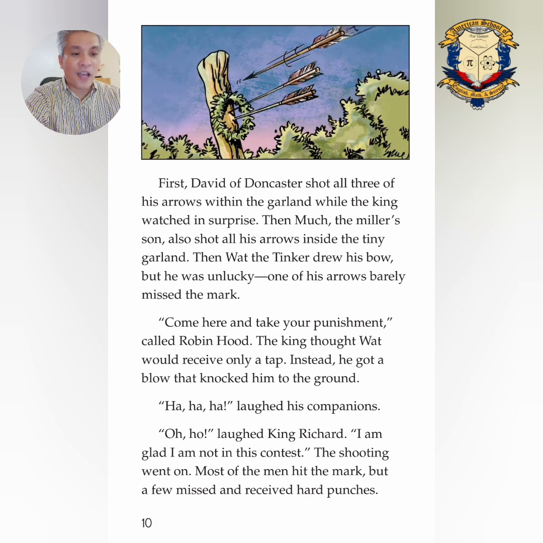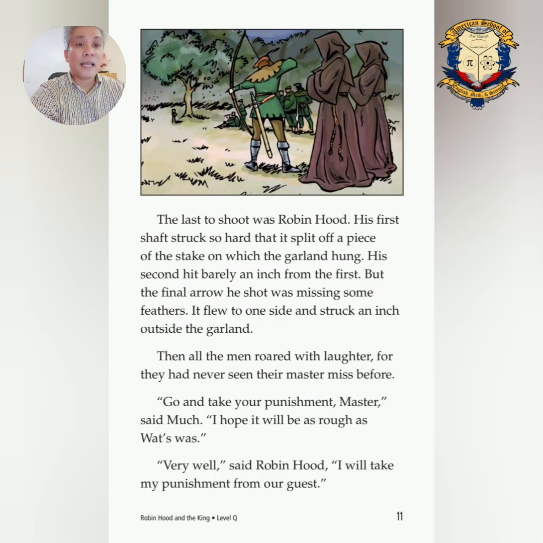The shooting went on. Most of the men hit the mark, but a few missed and received hard punches. The last to shoot was Robin Hood. His first shaft struck so hard that it split off a piece of the stake on which the garland hung. His second hit barely an inch from the first, but the final arrow he shot was missing some feathers. It flew to one side and struck an inch outside the garland.